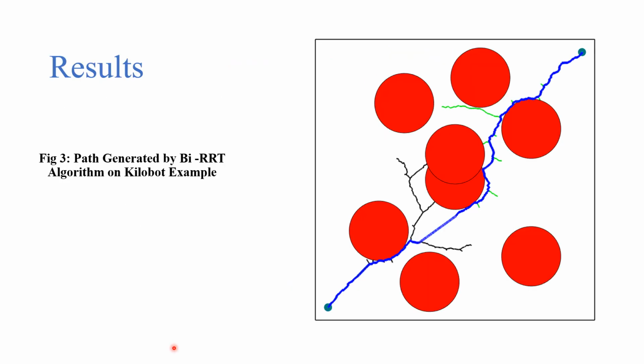Now for the results, the figure on the right shows the path generated by this bidirectional RRT algorithm on our example. As we can see, the black edges here indicate the forward tree, which was grown starting from the start node, and the green edges here show the backward tree, which was actually extended from the goal node. The blue path shows the path that was found by using an A* search on the concatenated graph. We can see here that both trees were able to join at this edge right here when they attempted to connect to each other.